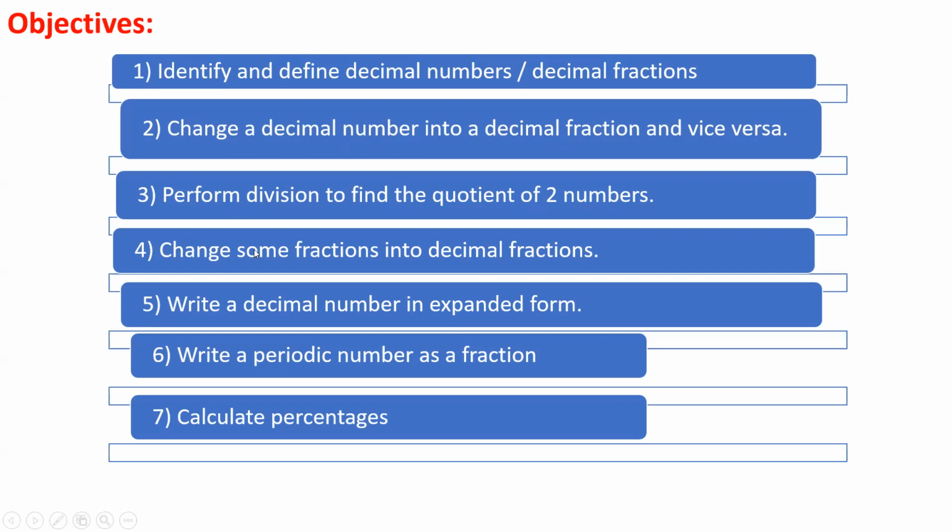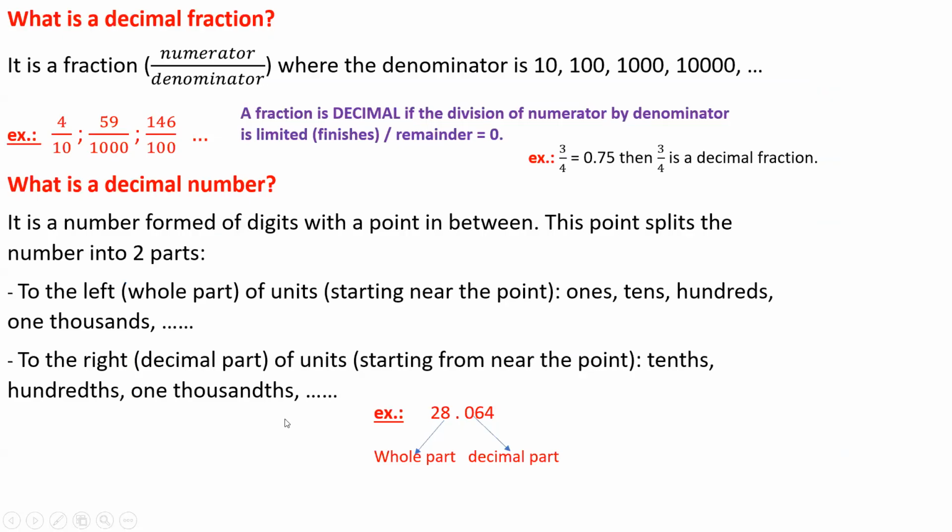Number four, change some fractions into decimal fractions. Number five, write a decimal number in expanded form. Six, write a periodic number as a fraction. Number seven, how we calculate percentages.